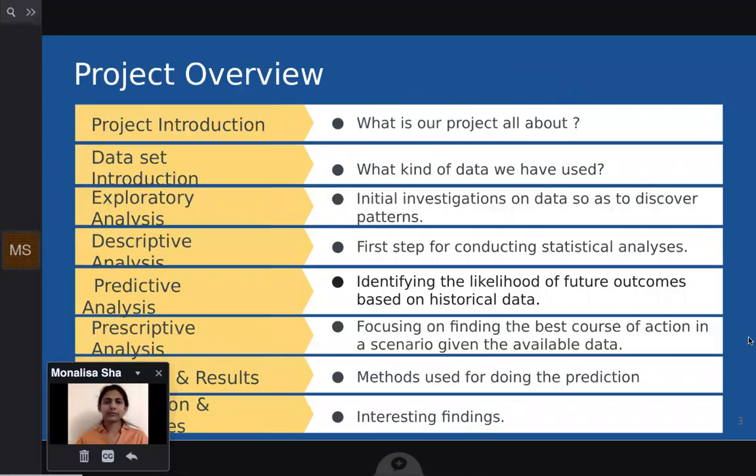This is the overview of our presentation. First, we will tell you the basic agenda of this project. Then we will introduce you to our data sets. Further, we will talk about the different types of analysis we have performed. And finally, we will conclude with our findings, achievements, and the references.